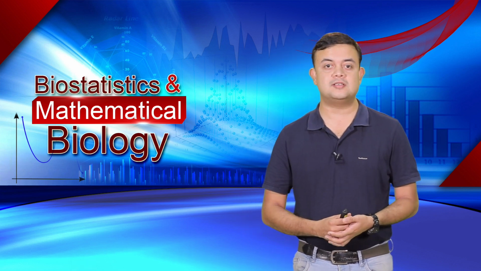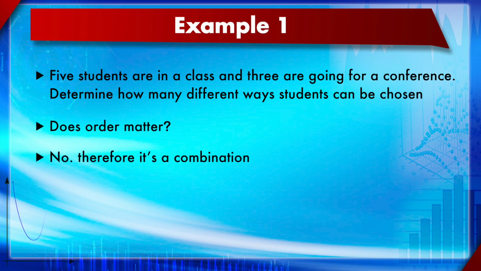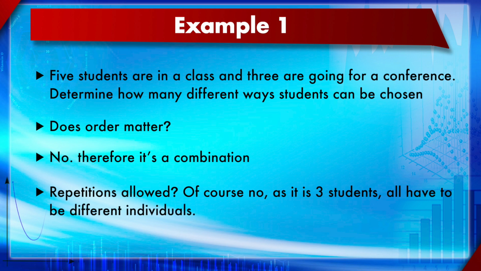The first example here is that 5 students are in the class and they are going for a conference. Determine how many ways the students can be chosen. So how many students can be chosen if they are going for a conference. If the order matters or not, that is our fundamental question here. Here the order doesn't matter, so it is basically a combination problem. Repetitions are allowed? The same student can go as 3 students? No, it is not possible. So it's only 3 students and all have to be different students.